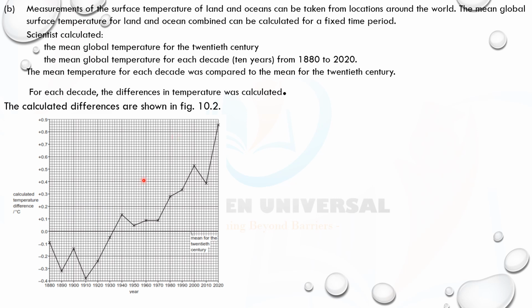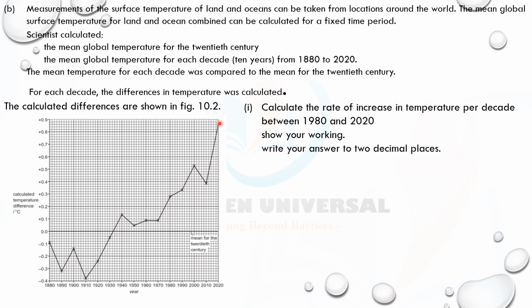So look at it. This is years, and this is the calculated temperature difference. What's the general trend? The general trend is that it increases. However, it fluctuates too, with ups and downs, but at the end of the day, it increases. Calculate the rate of increase in temperature per decade between 1980 and 2020. Show your working and write your answer. So pause this video and try to do it.